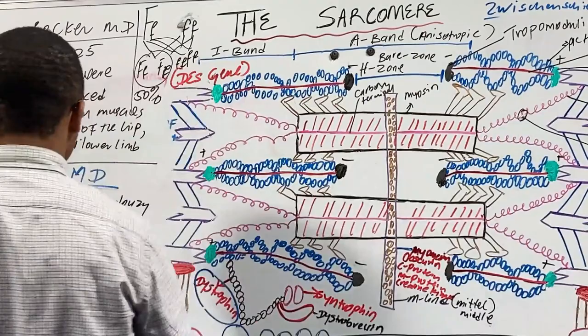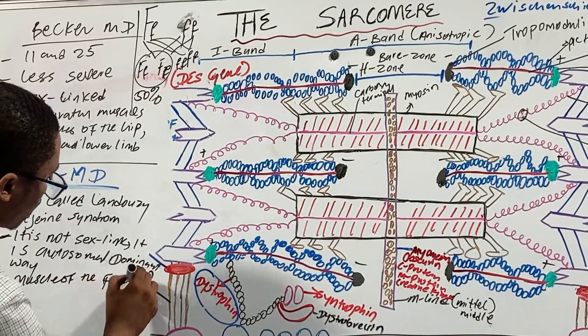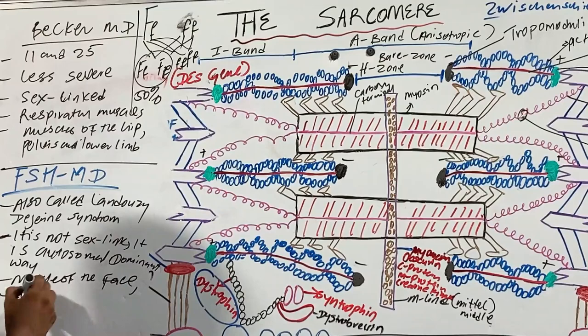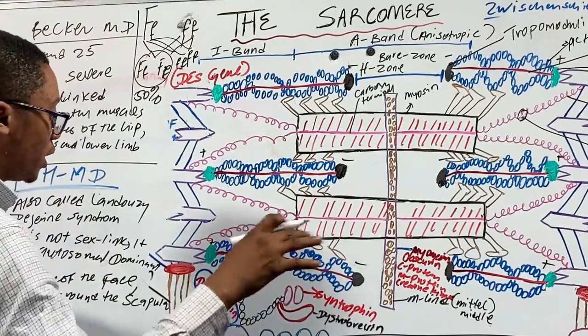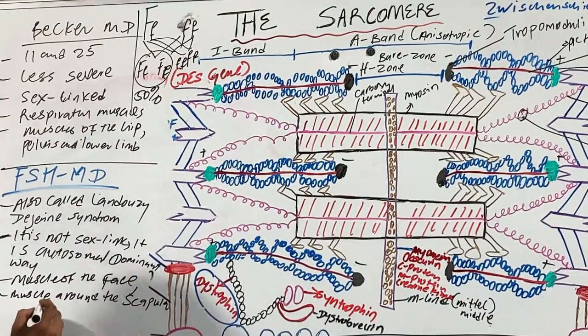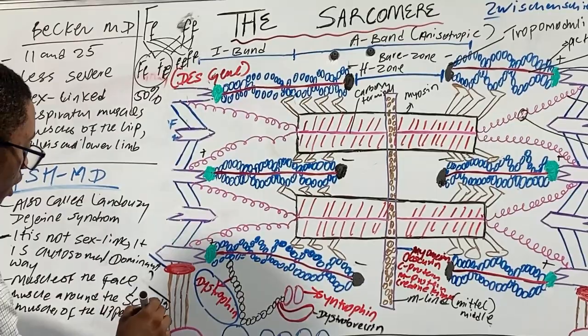And here it affects the muscles of the face and the muscles around the scapula. Remember, the scapula is triangular in shape, at the back side of your body. It also affects the muscles of the upper arm. So these are the muscles it affects.